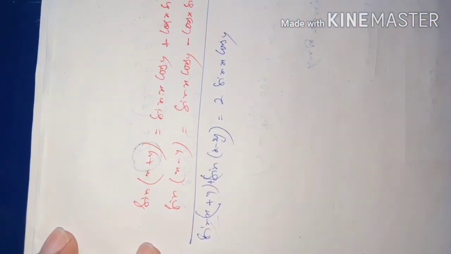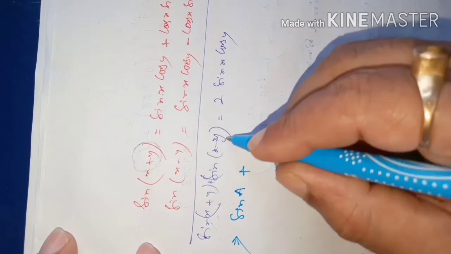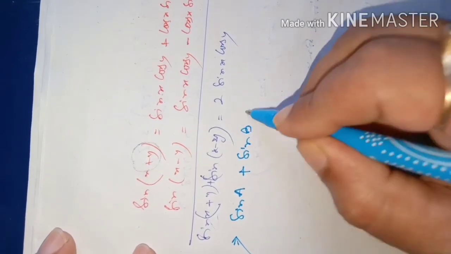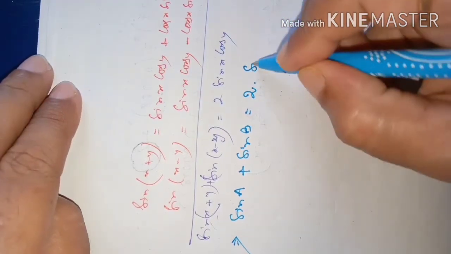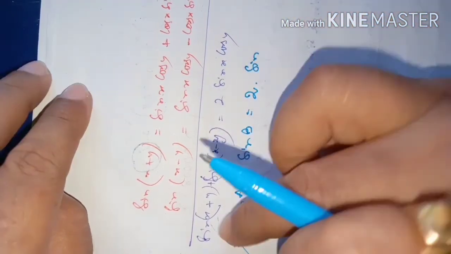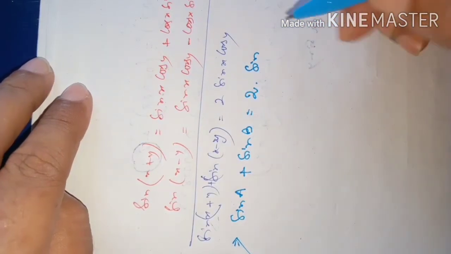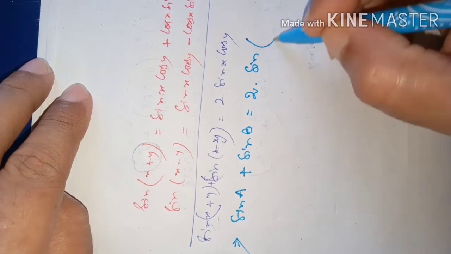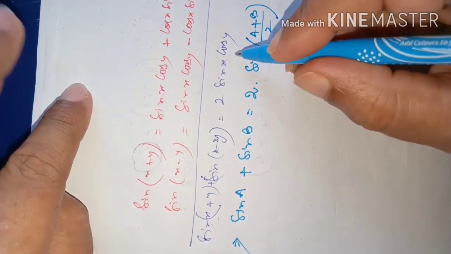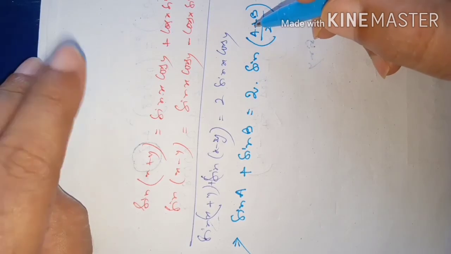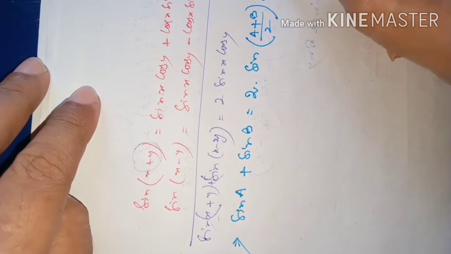Now when we consider x plus y as a, so we get sin a, and x minus y as b, sin b, then what type of expression do we get here? 2 times sin x, where x is a plus b by 2, because x plus y is a and x minus y is b. And then y will be a minus b by 2, that is cos of a minus b by 2.